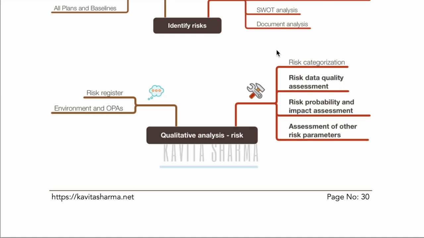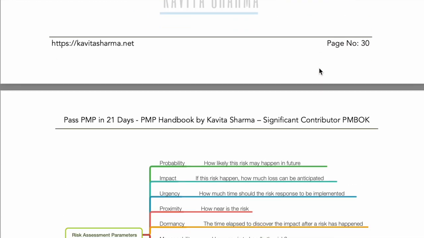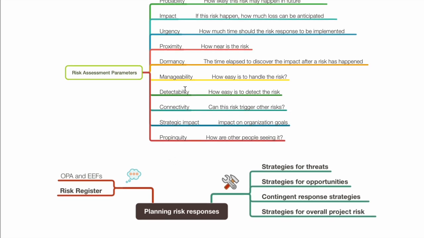Once I have identified the risk, I'm going to find out what the probability of that risk is and what the impact of the risk is. Is the data quality good or not? Did I talk to the right people to understand the impact or probability of the risk? And if there are any other risk parameters like urgency, etc. These are the other risk parameters, and there are examples of this. You have a video on this in the LMS.